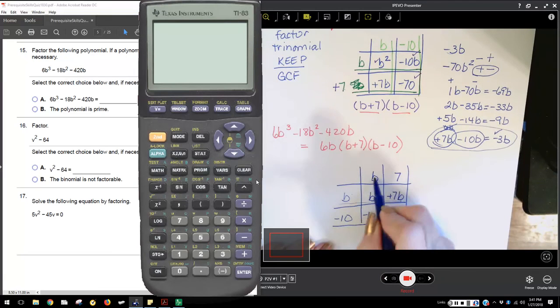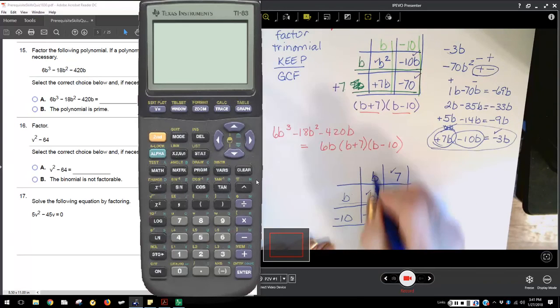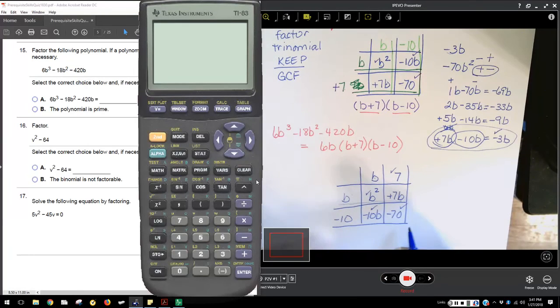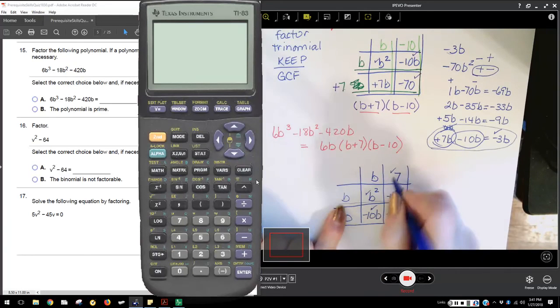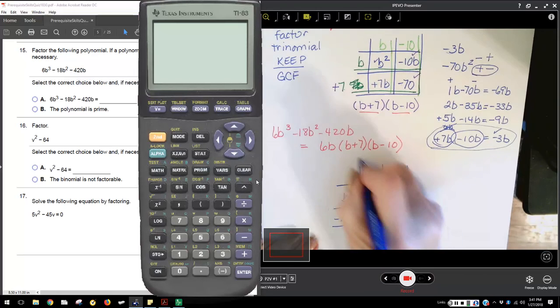B times b is b squared. Negative 10 times 7 is negative 70. Negative 10 times b is negative 10b, and the only way that I'm going to get 7b by multiplying b and 7 is if that 7 is also positive. So I still have the same two factors.